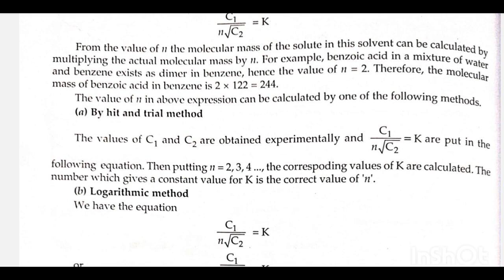For example, benzoic acid in a mixture of water and benzene exists as a dimer in benzene. Hence, the value of n is equal to 2. Therefore, the molecular mass of benzoic acid in benzene is 2 into 122 is equal to 244. The value of n in the above expression can be calculated by one of the following methods. A. By hit and trial method. The values of C1 and C2 are obtained experimentally and put in the equation C1 upon nth root of C2 is equal to K. Then putting n is equal to 2, 3, 4, the corresponding values of K are calculated. The number which gives the constant value for K is the correct value of n.